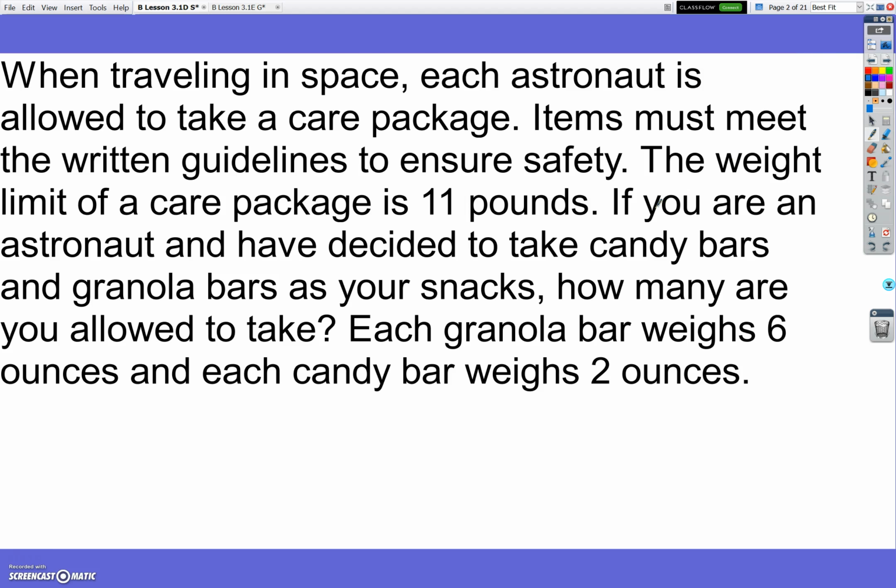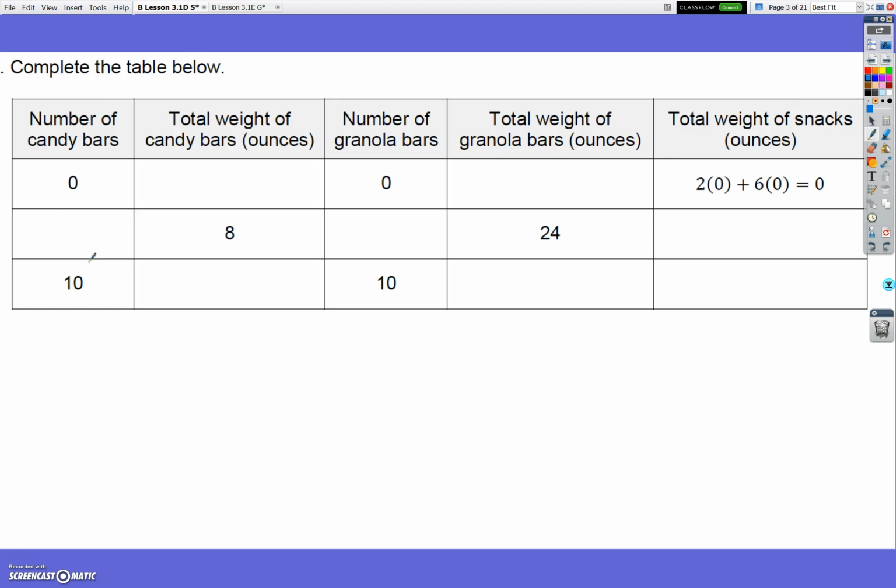So what this is saying is you are going to space, you're going to take a bunch of candy bars that are 2 ounces apiece, a bunch of granola bars that are 6 ounces apiece, and you can only carry a certain amount. So this table illustrates the total amount of weight you can have. The number of candy bars is 0. Well, if each candy bar is 2 ounces and you're bringing 0 of them, you'll have a total of 0 ounces of candy bars. Same idea, if you have 0 granola bars and each is 6 ounces, you'll have a total of 0 ounces of granola bars. And it shows you the total weight on the right here.